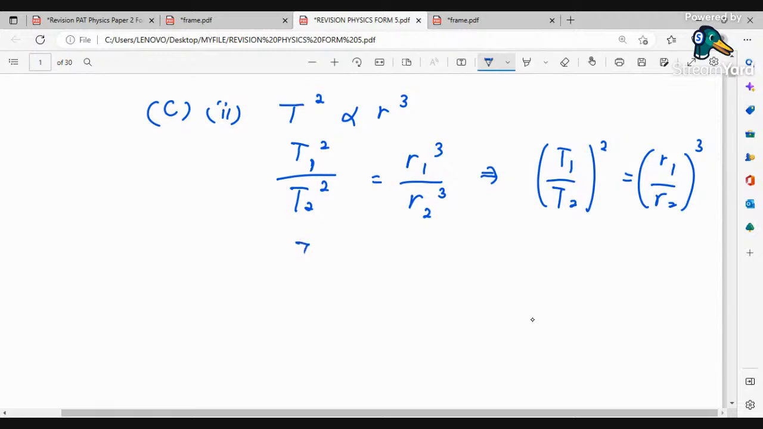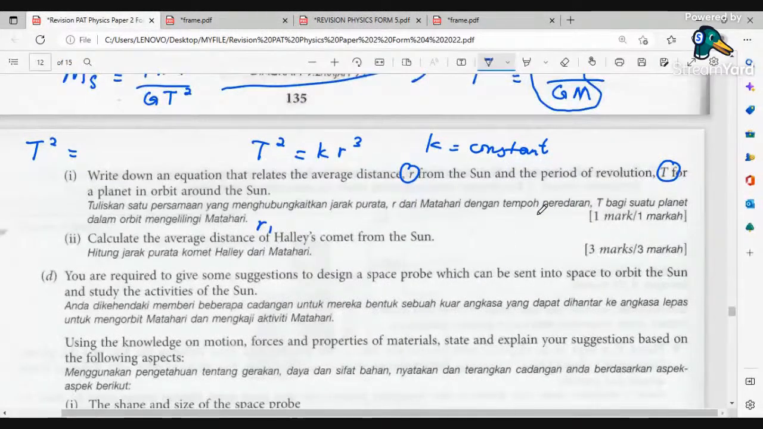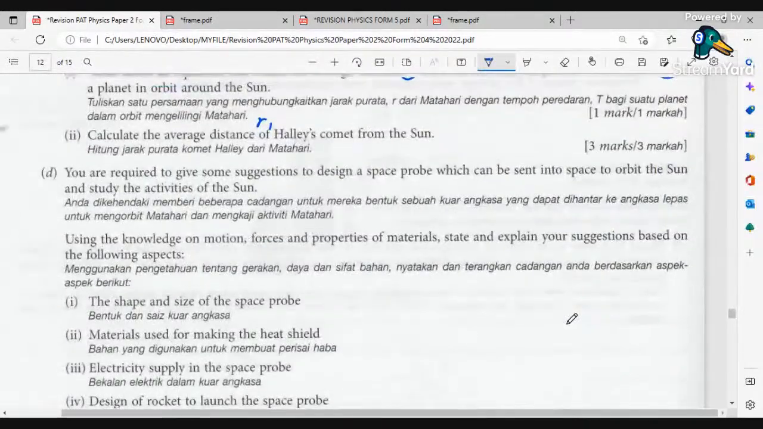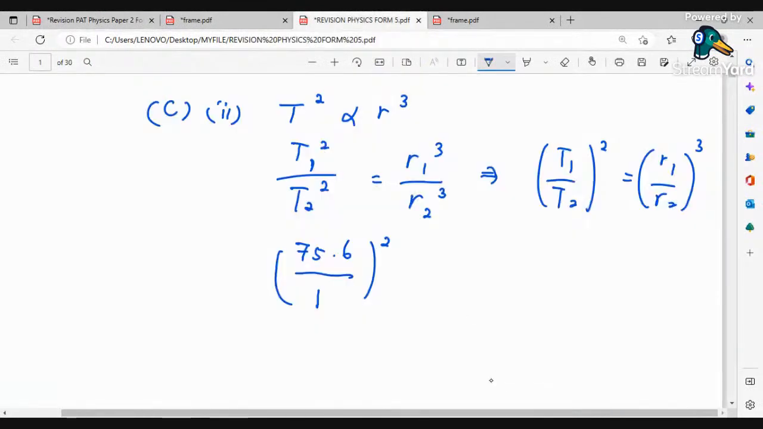(75.6) For Earth ialah 1 year. Sebab dia dalam year, dua-dua tu. Nampak sini. Ya. Just year. Jadi unit dia sama, tak ada masalah. Equals to R1. R1 tadi ialah 1.5 10 power 11 divide by R2 cube.